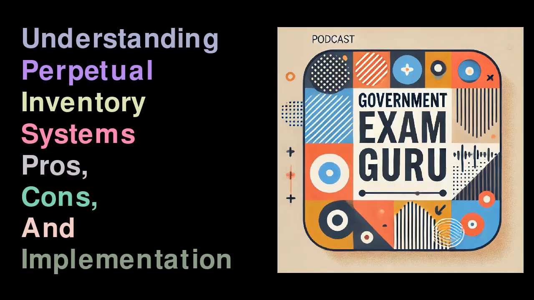Understanding perpetual inventory systems, pros, cons, and implementation. In modern inventory management, a perpetual inventory system is becoming the industry standard for many businesses seeking efficiency, accuracy, and real-time insights. This article delves into the benefits and drawbacks of these systems, as well as guidance on when and how to implement them effectively.